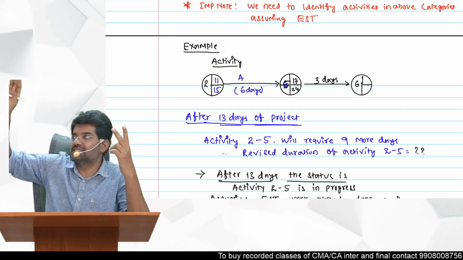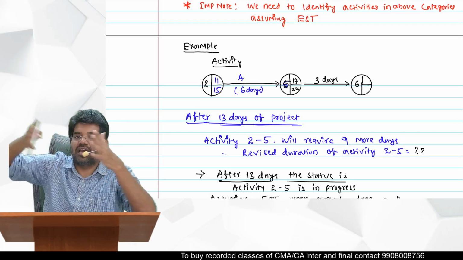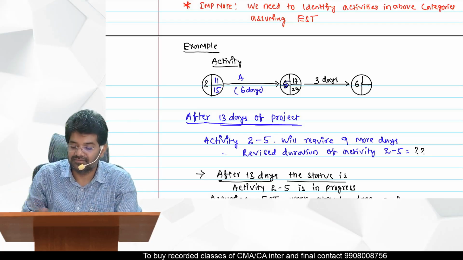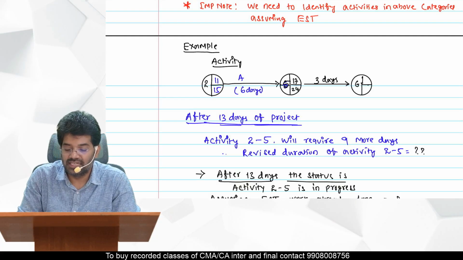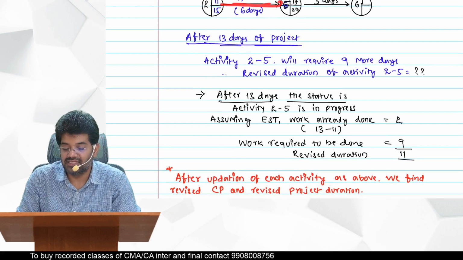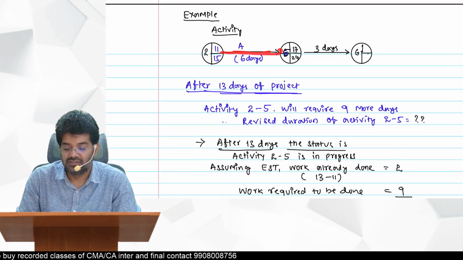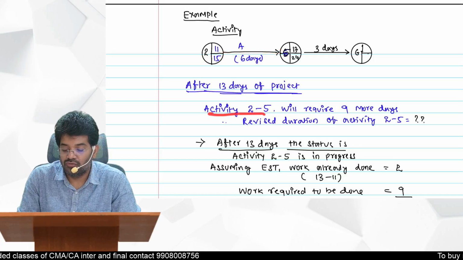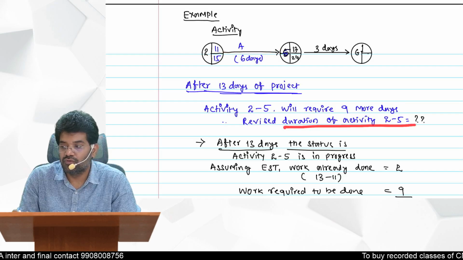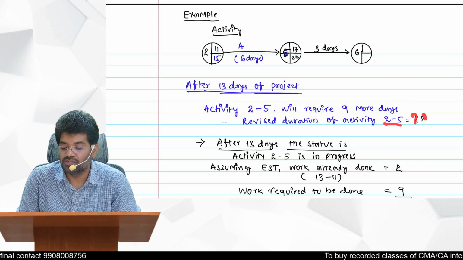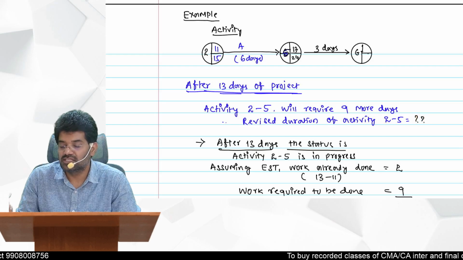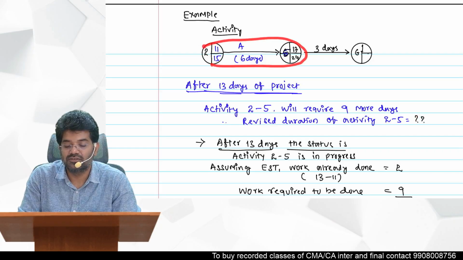So 2 plus extra 9, if you add both, how many do you get? 11 days. So the revised duration of this activity is 11 days. Activity 2 to 5 will require 9 more days. What is the revised duration of 2 to 5? How to do that: we need to classify, and activity 2 to 5 is already in progress now.